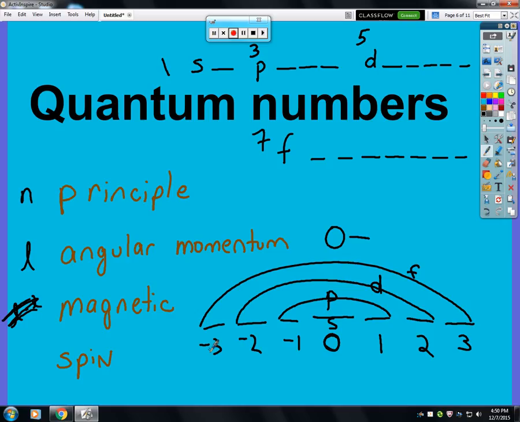And now it's spin again. +1/2 is up, and -1/2 is spinning down. So let's keep that in mind.